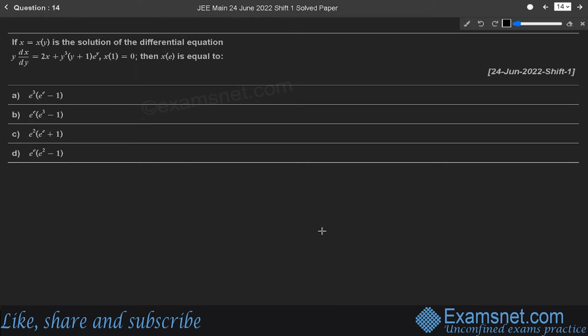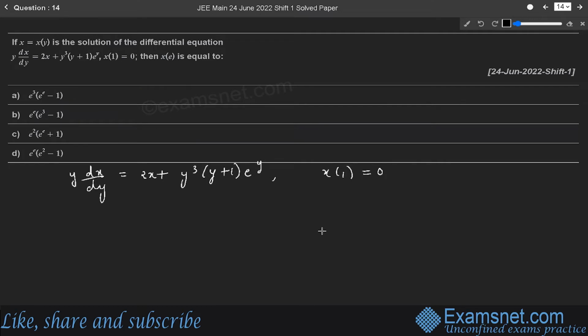Next question is, if x is equal to x of y is the solution of the differential equation y dx upon dy is equal to 2x plus y cube into (y plus 1) e power y, where x of 1 is equal to 0, then x of e is equal to.